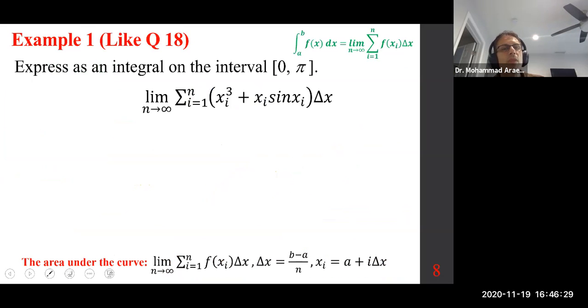All right, let's look at a couple of examples. We want to express this as an integral on the interval from 0 to pi.